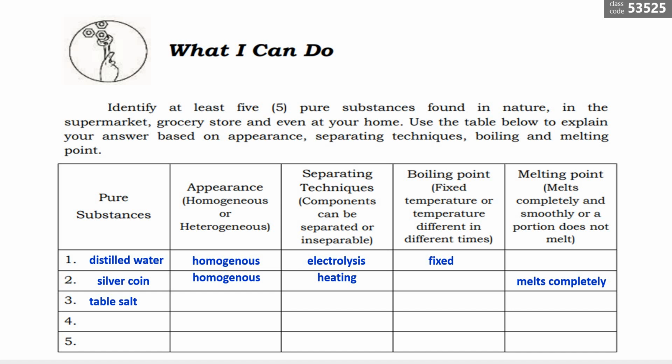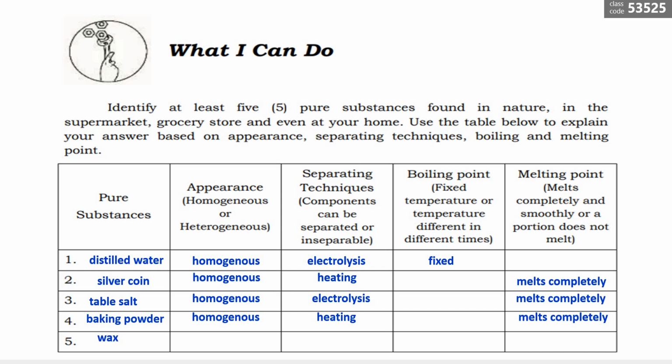Number 3 sample. Table salt. Appearance? Homogeneous. Very good. Separating techniques? It could be electrolysis to separate the sodium from the chlorine. Boiling point? None. It melts completely. Okay. Next is baking powder. Appearance? Homogeneous. And the separating technique is through heating. No boiling point, but it melts completely. Last is wax. Homogeneous. Separating is heating, and it melts completely. So that's it. Very easy.